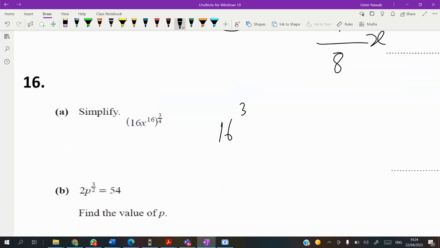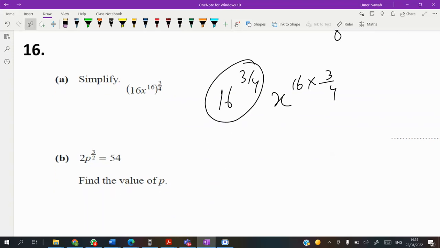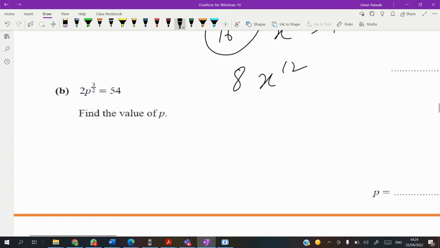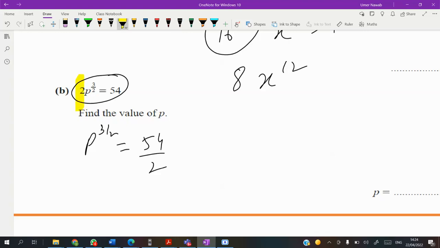16 power 3 over 4, x 16 times 3 over 4. You can do it from the calculator. It will give you 8, and 4 cancels, so it gives you 12. Now check it out, guys. I want to make p the subject. So send the 2 to the other side. 54 divided by 2 first, because I wanted to make p alone, so first 2 goes to the other side. So 54 divided by 2 is 27.